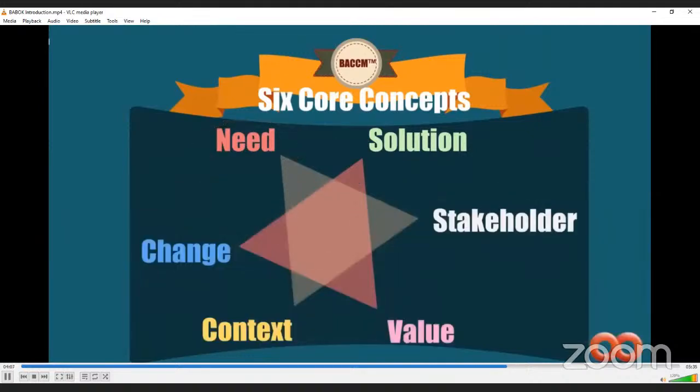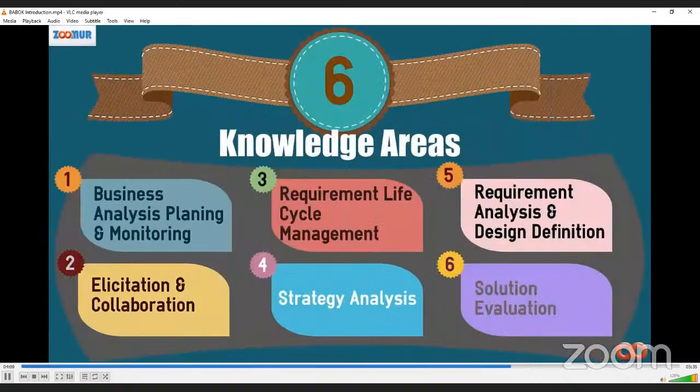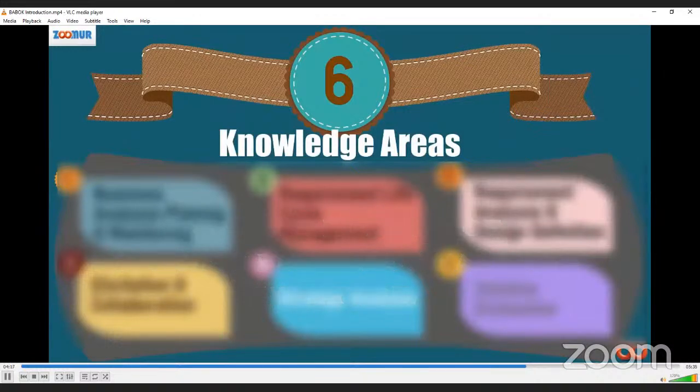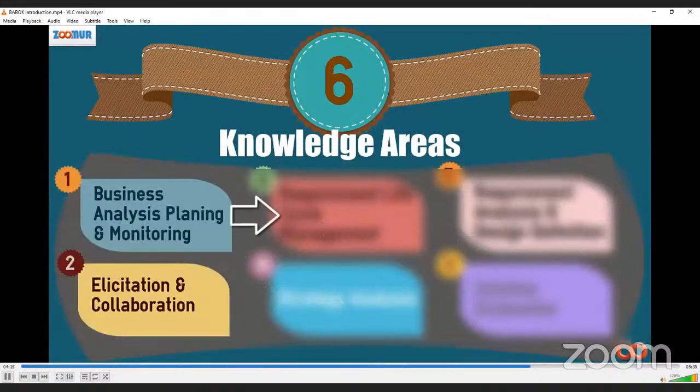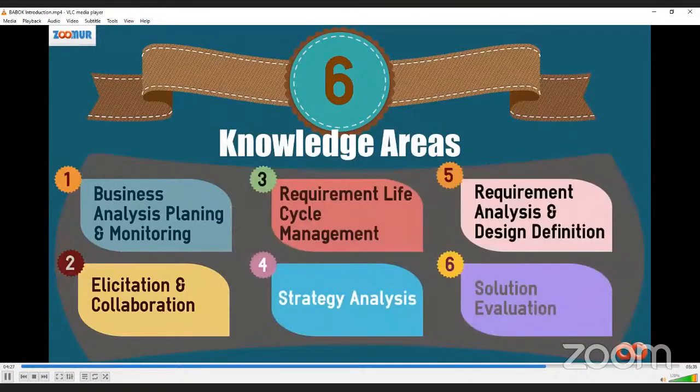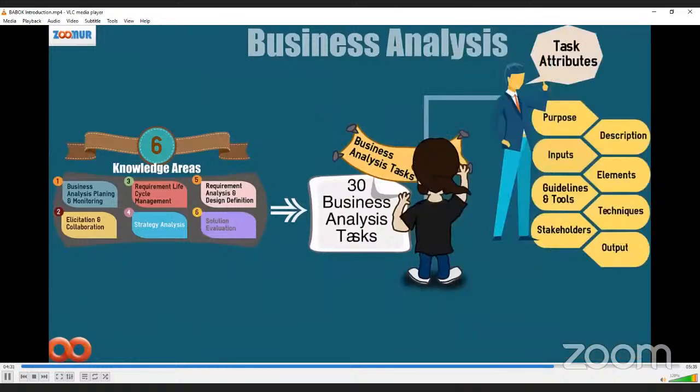BACCM's 6 core concepts are applied to 6 business analysis knowledge areas. A knowledge area represents areas of specific business analysis expertise. For example, business analysis planning and monitoring knowledge area deals with organizing, planning, and coordinating efforts of business analysts and stakeholders. Each knowledge area includes a set of tasks for business analysts to perform.